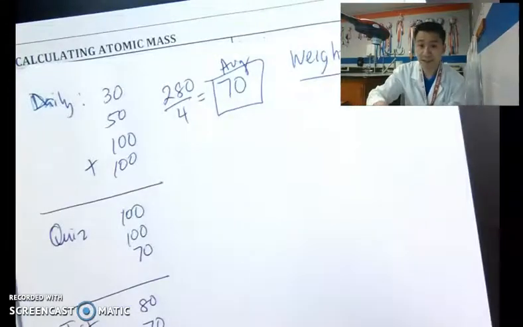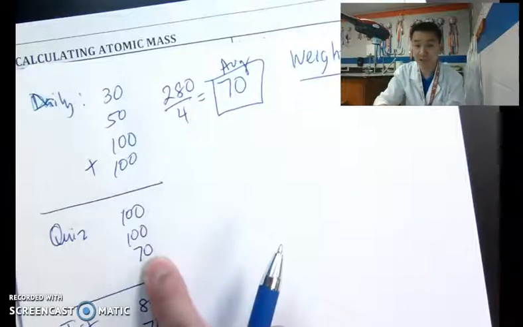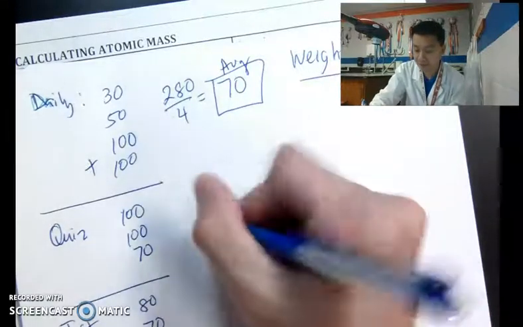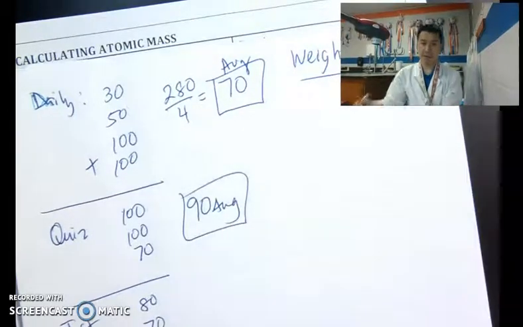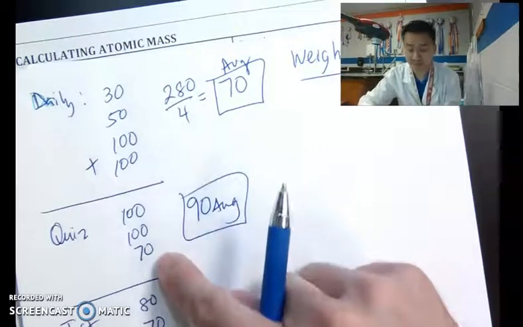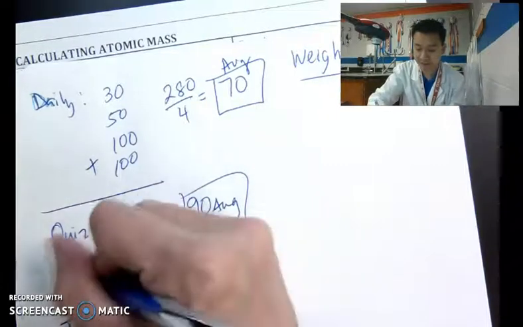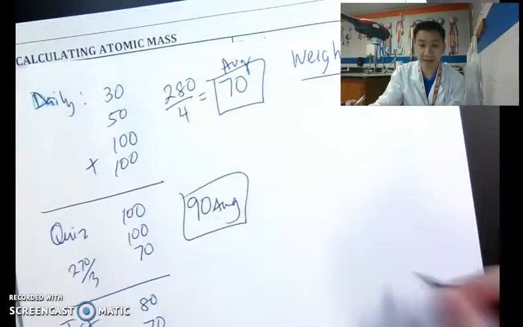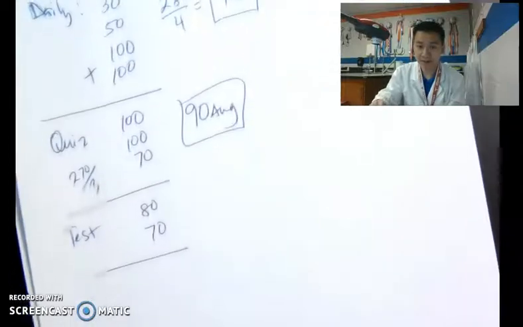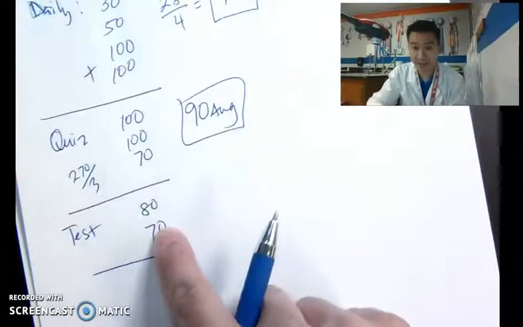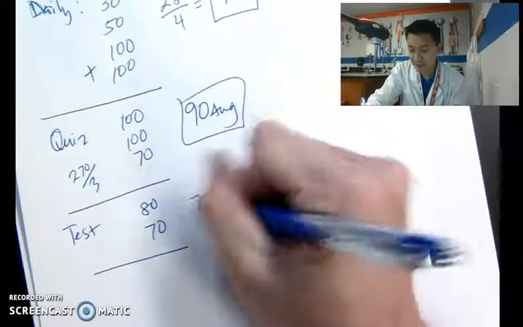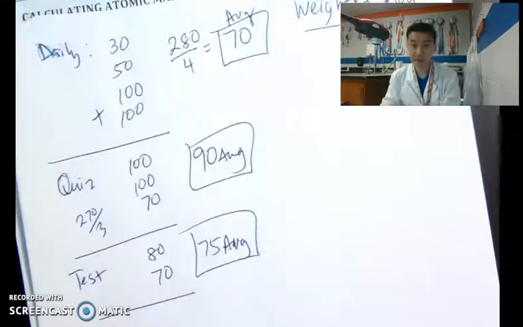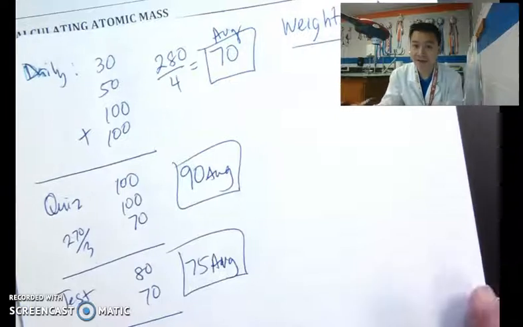And then the quiz, if we had to average this, is 100 plus 100 plus 70, which is 270, divided by 3, which gives us a 90 average. And then the test average, if you scored an 80 and a 70, the average would be 75. This is the arithmetic mean of these things. This is not the weighted average.